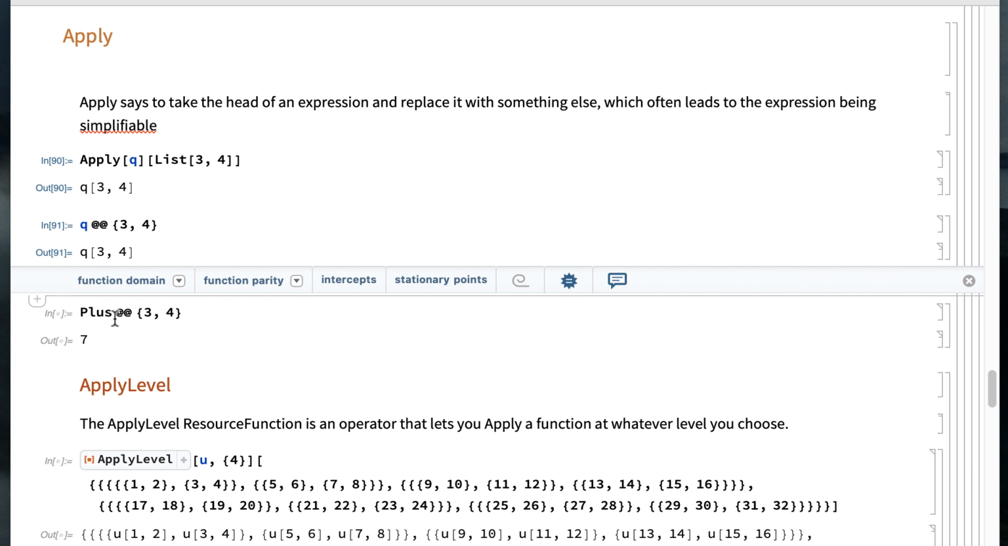And you might say, why is that useful? Trust me, it's incredibly useful. Here's one sort of trivial thing. Supposing I have a list and I want to add 2 elements together. Yes, I could use total, but I could also use plus @@.